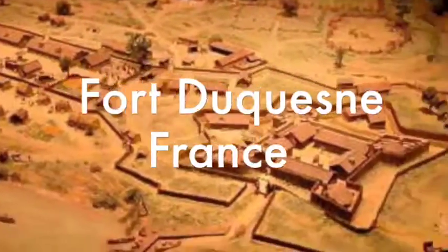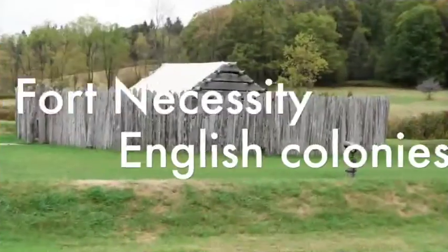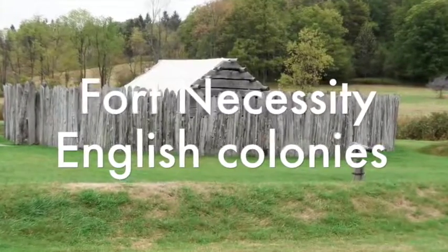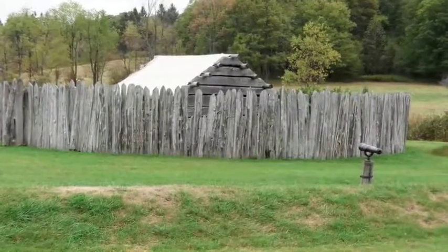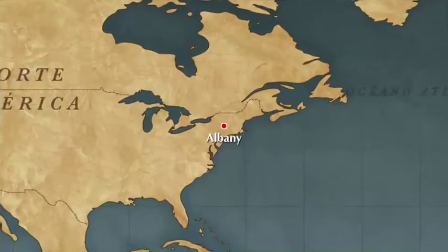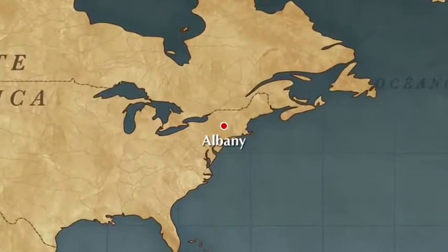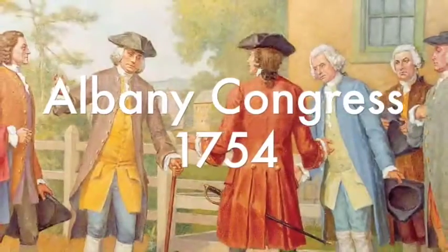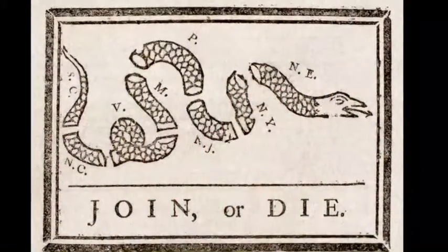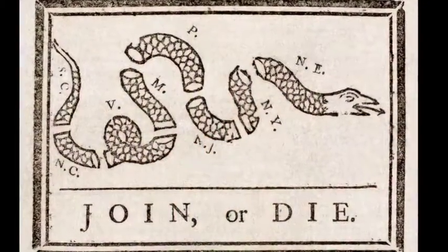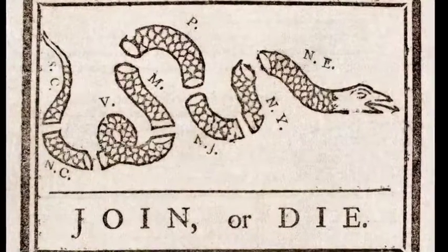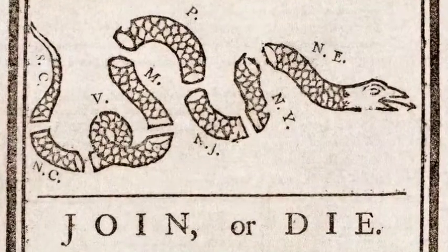France built a fort called Fort Duquesne. Washington reacted by building Fort Necessity, which was later destroyed by the French. In the Albany Congress, Great Britain signed an alliance with the colonies to defeat France and its Native American allies. Meanwhile, Benjamin Franklin started a campaign in which he urged the colonies to join or die in the cause against the French.